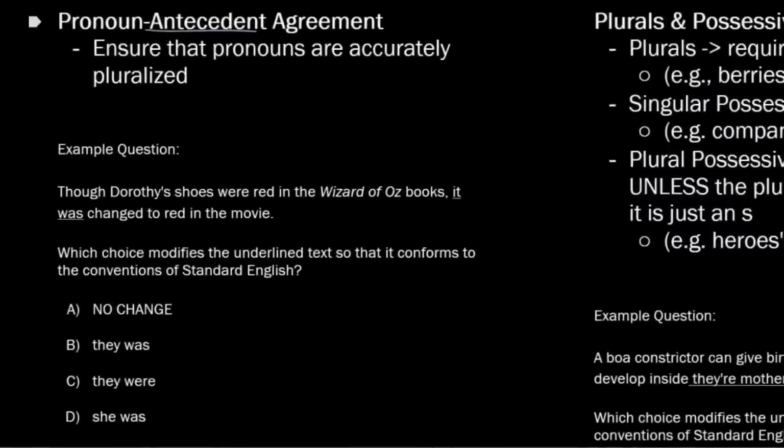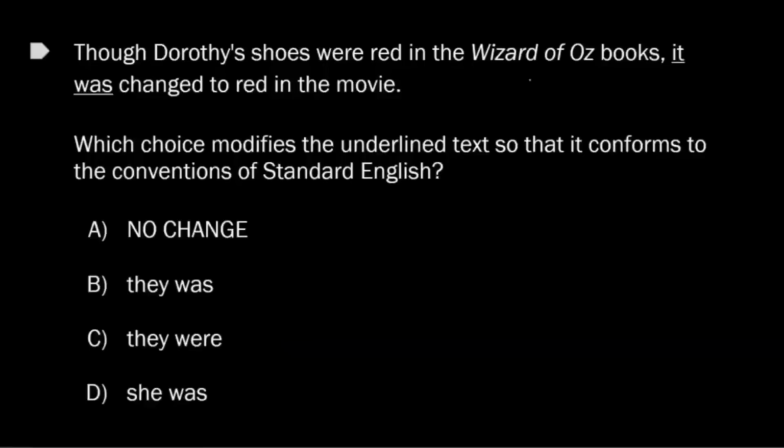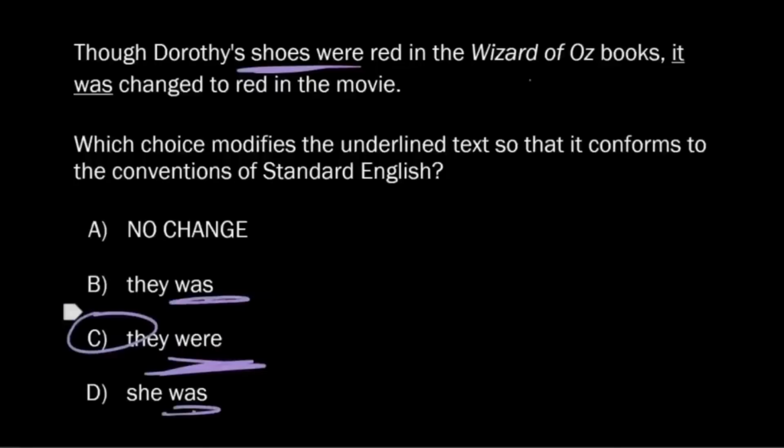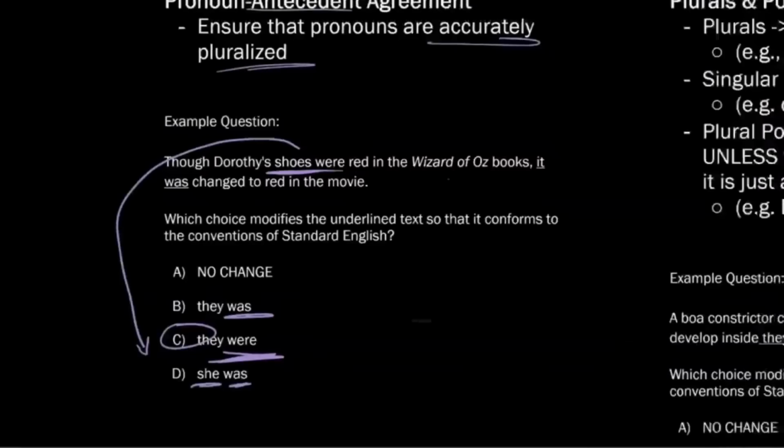Okay. Your pronoun-antecedent agreement. Ensure that pronouns are accurately pluralized. It's basically what this is, right? So: though Dorothy's shoes were silver in the Wizard of Oz books, it was changed to red in the movie. It is not an "it." There were multiple shoes. So I would say "they were changed to red in the movie," because they were. It's a plural. These "was" options don't make sense, right? And "she was" makes even less sense, right? This doesn't really agree. The shoes are not a she. Okay, English is not a language where nouns are all necessarily gendered.